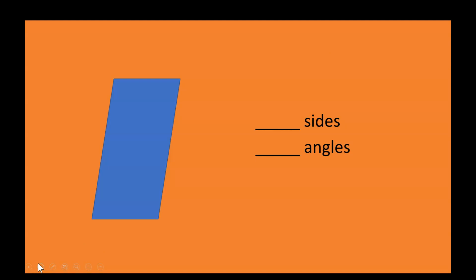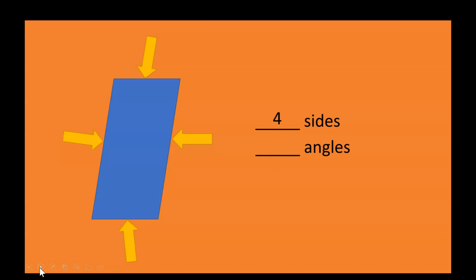Here's another shape here. Let's determine how many sides and angles it has. Let's count up the sides first. Remember, the sides are the straight lines there. There's 1, 2, 3, 4 sides. So let's write down 4.